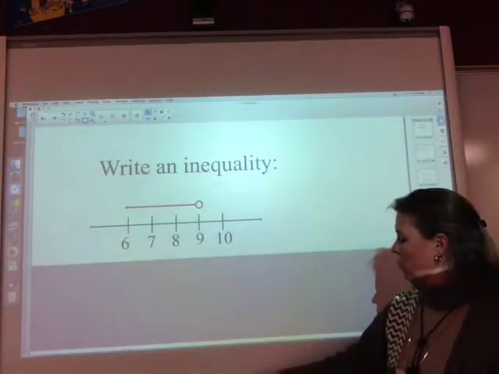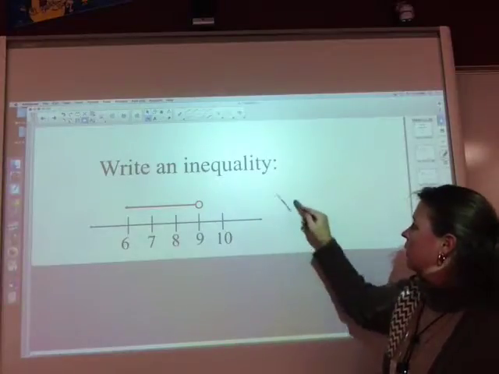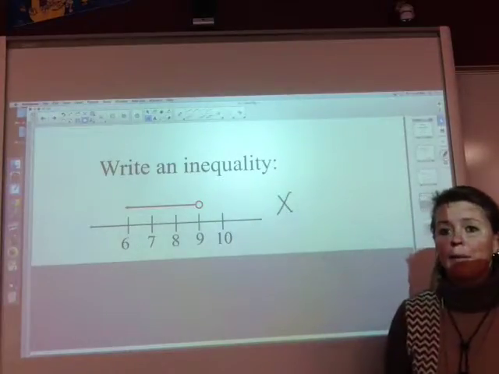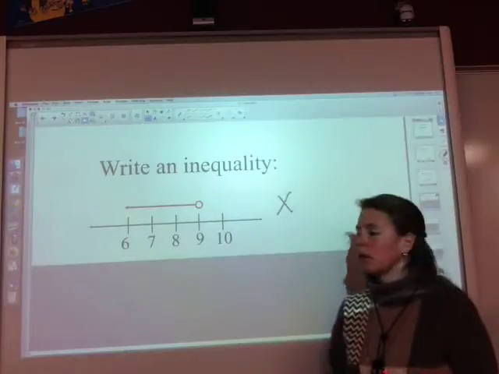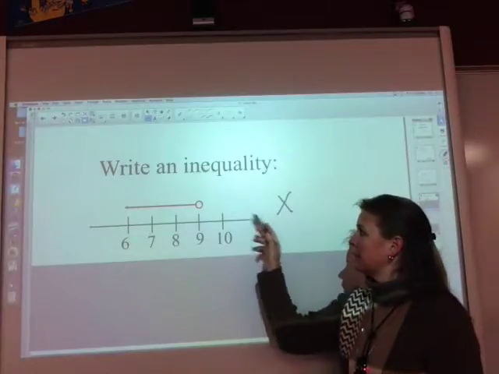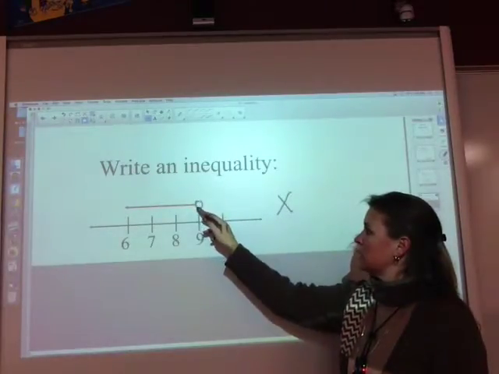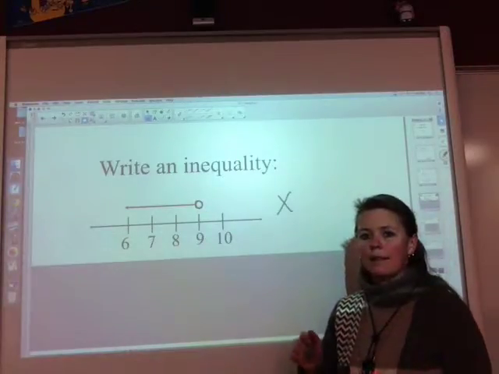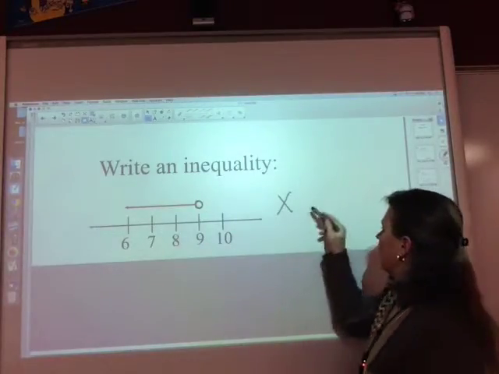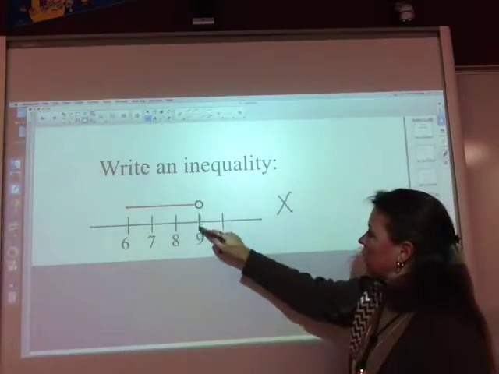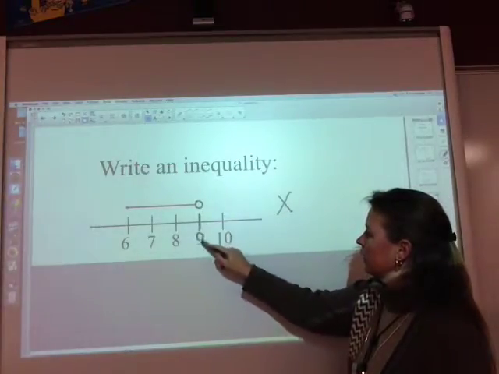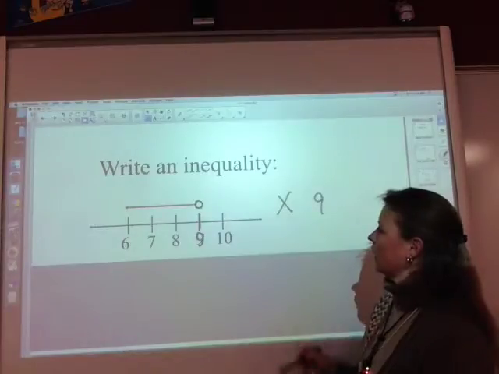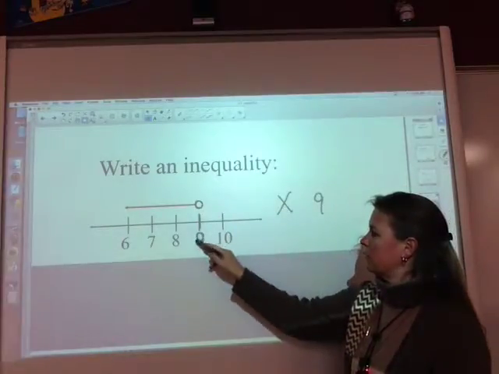Couple things. We already stated you will always start with a variable. I picked x. You can pick a different variable if you'd like. You recognize that it's an open circle, so there will not be an underline under it. We're either going to go less than or greater than. Where is that open circle? It's right above the 9. So that's the number that we're talking about. Find the circle, find the number.